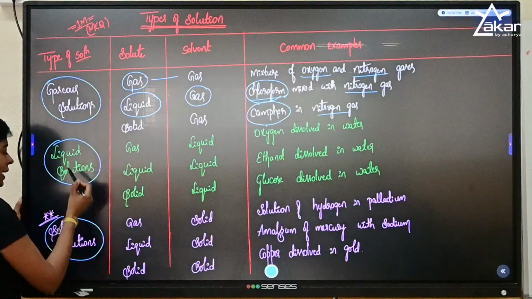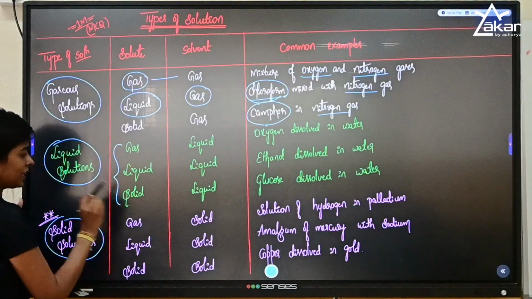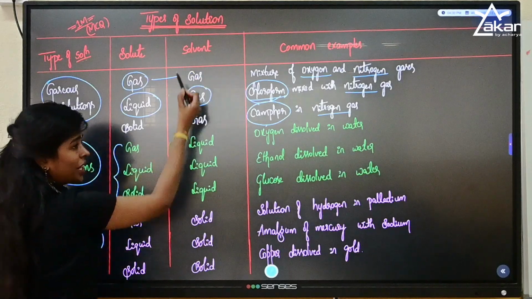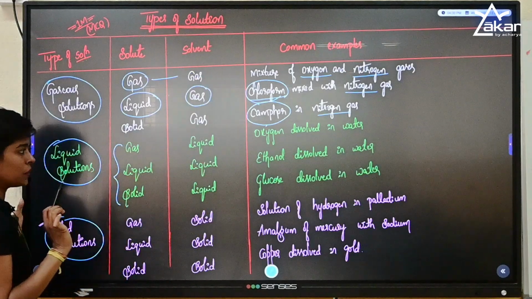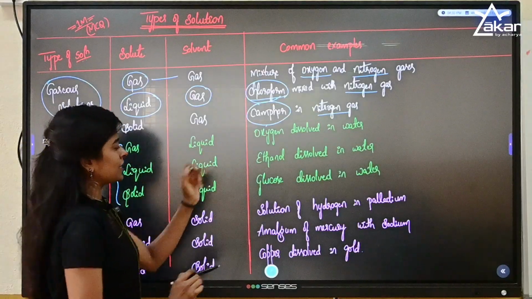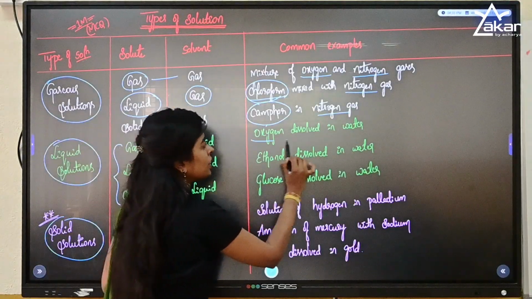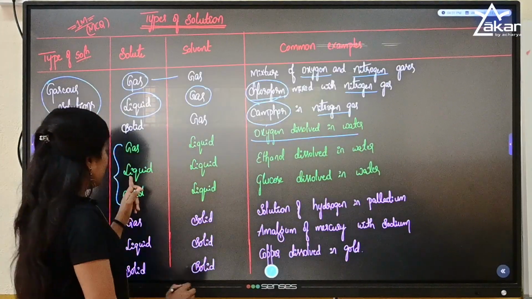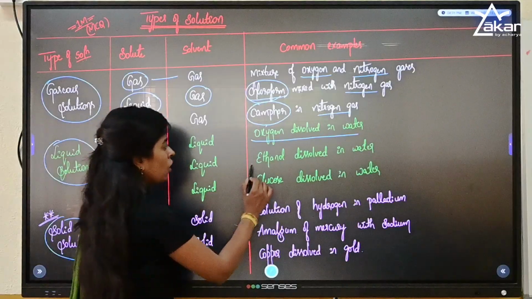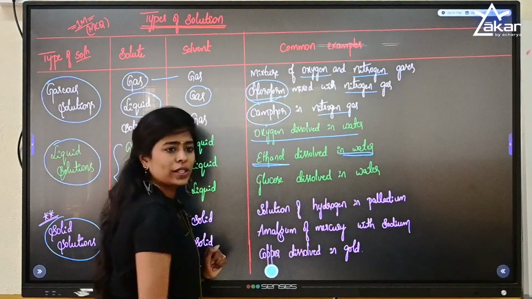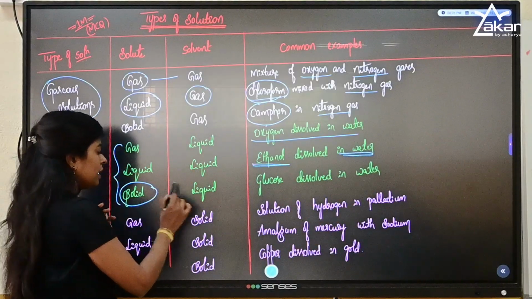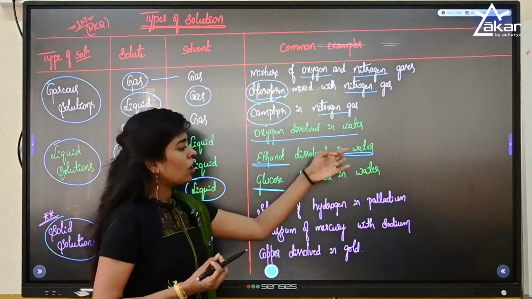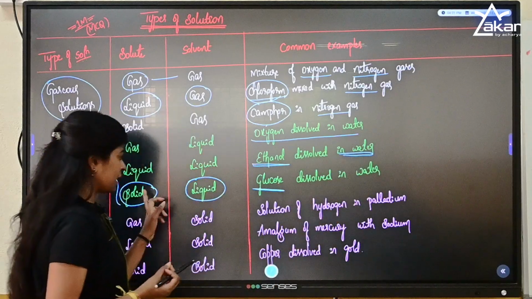Again, under liquid solutions, you have 3 categories. Solute can be gas, liquid or solid state, but I am not changing the solvent state. It is in the liquid state only. So if you take the example for the first one, here oxygen dissolved in water. Oxygen is my solute, water is my solvent. So gas solute, liquid solvent. Ethanol is my liquid, water is my liquid solvent. Similarly, solid in liquid. Glucose is present in solid state. When you dissolve that in water, that is an example for this category.